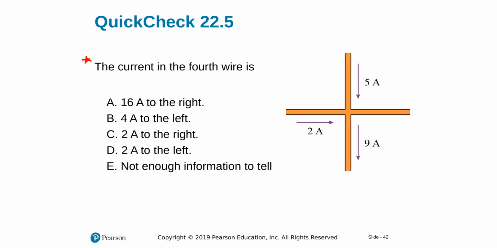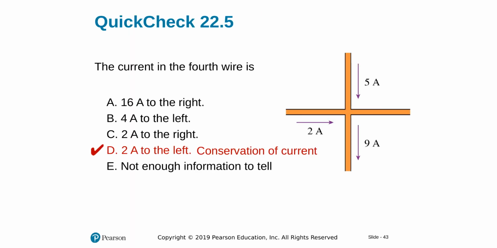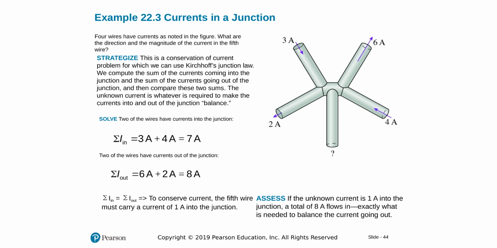Attempt this question. Similar idea. In current is equal to out current. Find that unknown current. Is it in? Is it out? And what is the value? I in is equal to I out, and it should be 2 ampere to the left, so it should be an incoming current. And this question is solved.